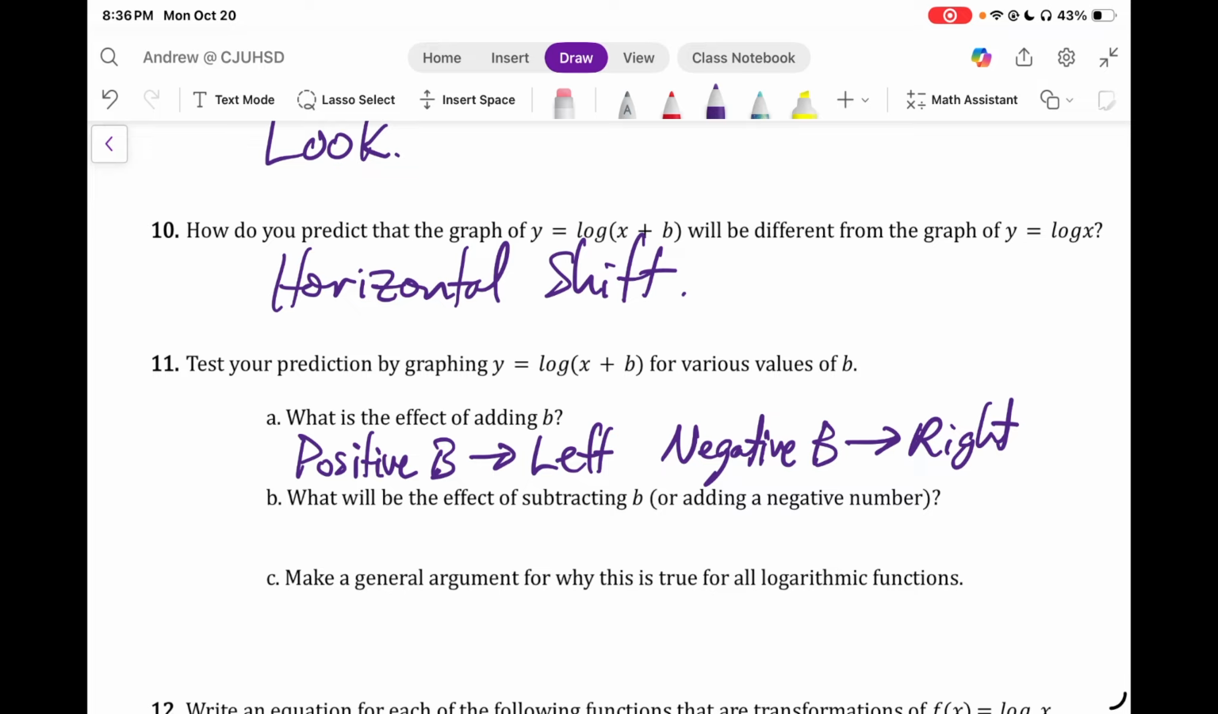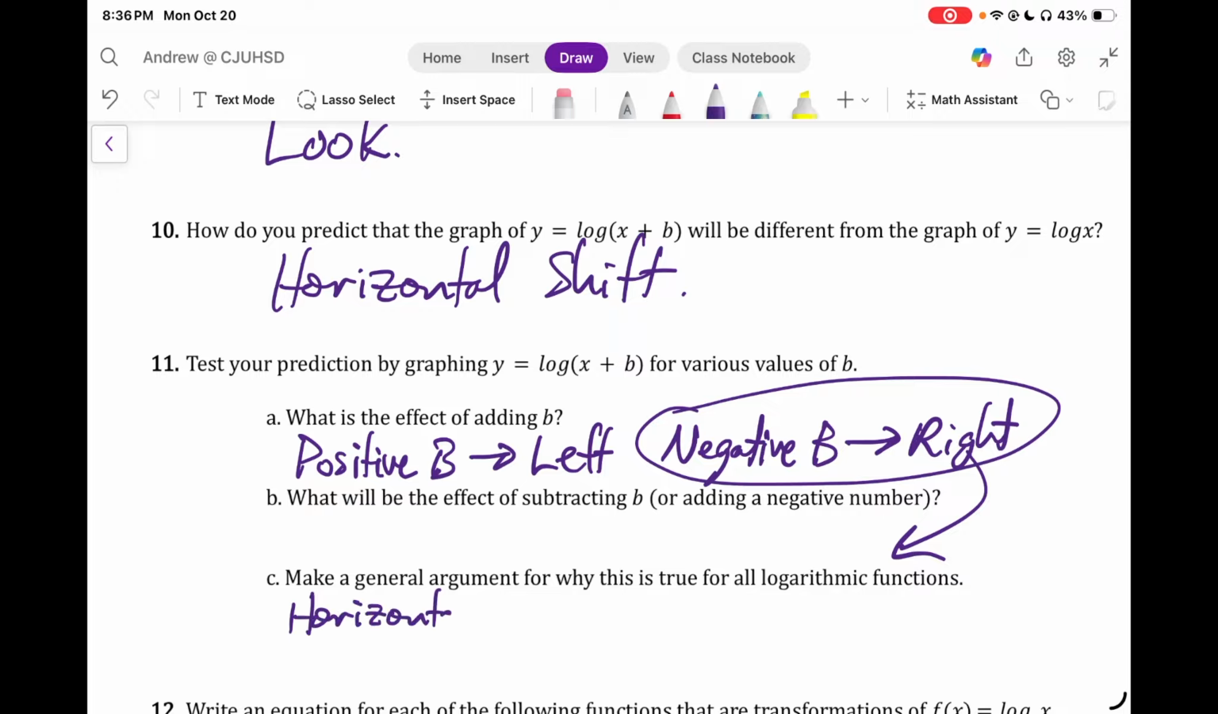What will be the effect of subtracting b? This should be down here. Make a general argument for why this is true for all logarithmic equations. Horizontal translation works for all functions.